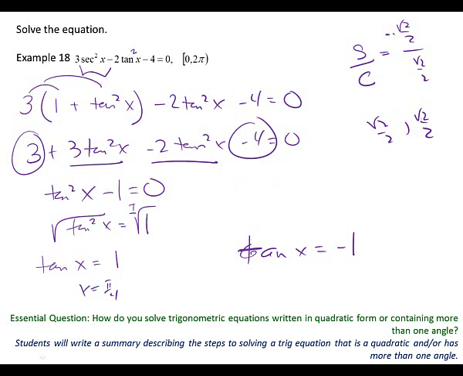The other one that would still make it positive would be if they were both negative. So where's that? 5 pi over 4. Then I go to 1 positive and 1 negative. So there's 2 of those situations. So what are my other over 4s? 3 pi over 4 and 7 pi over 4. Good job.